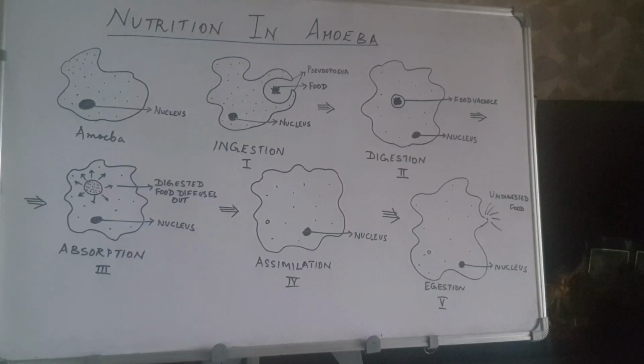Regarding nutrition in amoeba, you should know the stages: ingestion, digestion, absorption, assimilation, egestion. You should know the diagram thoroughly, and in each and every step what happens, and whether any new thing is happening. Everything should be learned. You should know what pseudopodia is, where the food vacuole appears and where it disappears, in which stage the amoeba will grow in size, and the last step, that is egestion.